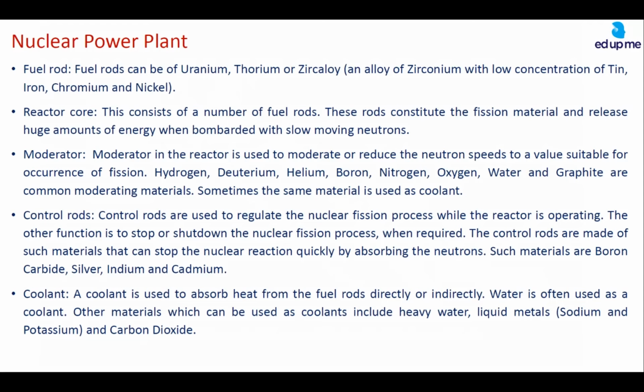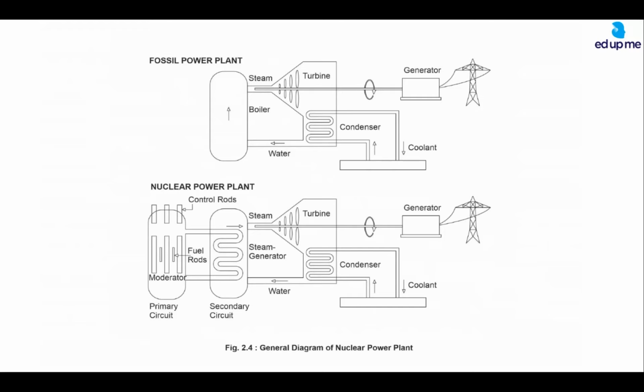If you are using water, then the same thing can be used as a coolant also. Control rods are regulating the fission process according to the load on the generator, right? And if you want to stop the nuclear power plant, then also the control rods can be used. The cooling is required, so for that, coolants are also required to be used. Let us go to the next slide, probably the figure, right?